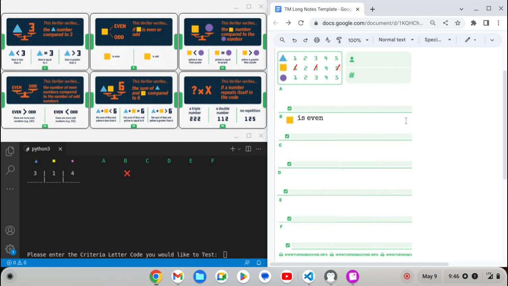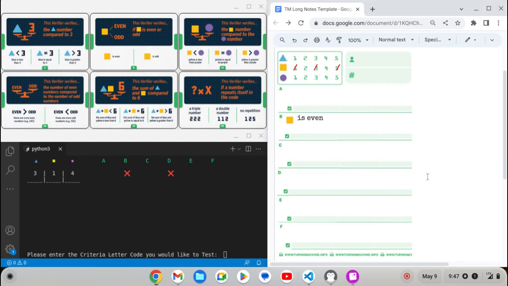All right, so we know that the square is even, and we do have a criteria that tells us a little bit about the number of evens versus odds. So let's actually test criteria D. Okay, so it came back false. So notice that in my proposal, I do have 2 odds versus 1 even. The Turing machine is basically telling me, no, that's not correct. So if there should not be more odds than evens, well, it's the opposite. So there should be more evens than odds, and that is criteria D.